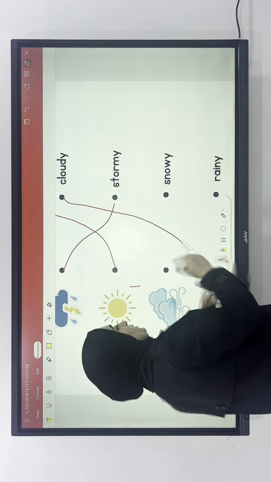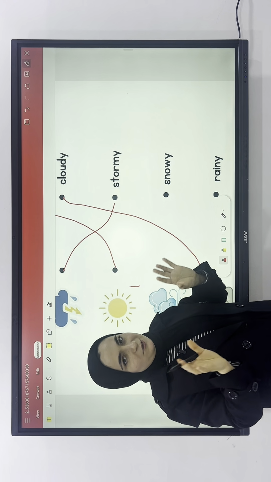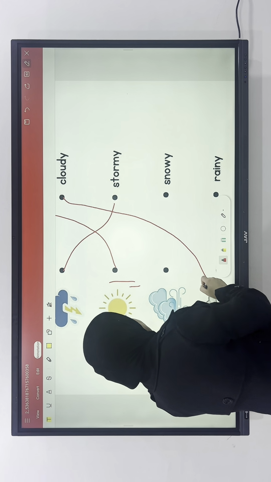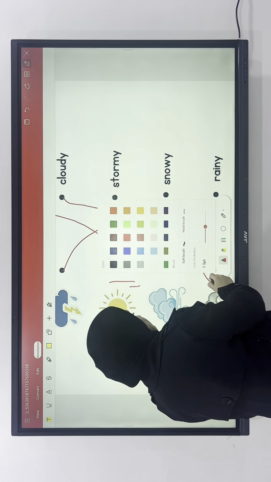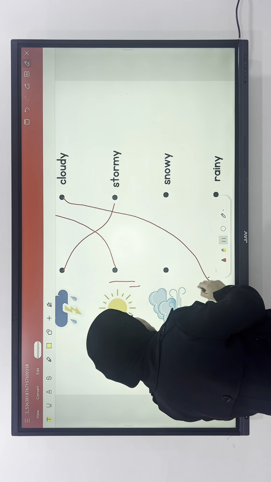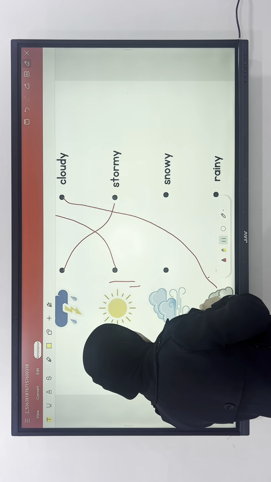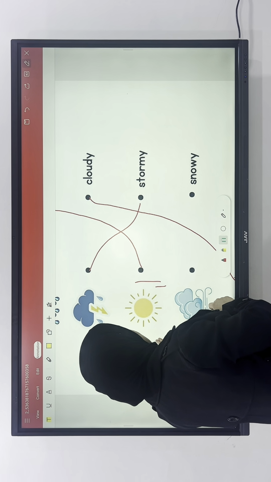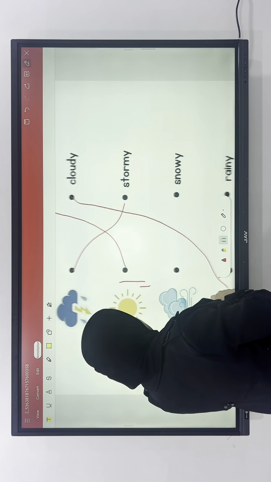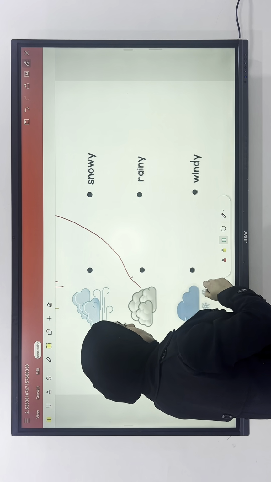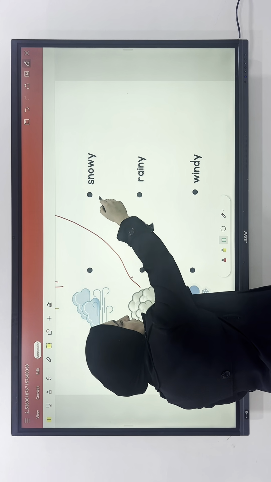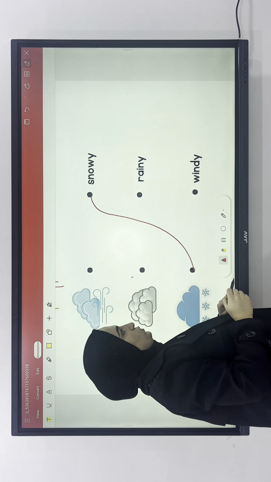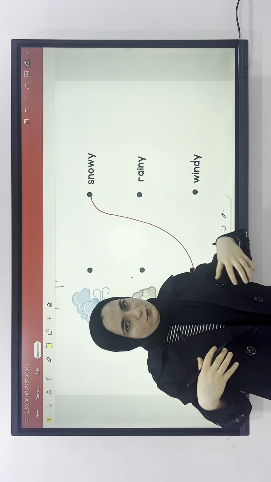This is stormy. Snowy. We said that snowy means the snow falls down from the sky. So snowy. This is snowy, guys. The next one is snowy. So snowy weather is this one. Rainy, it means again the water falls down from the sky.